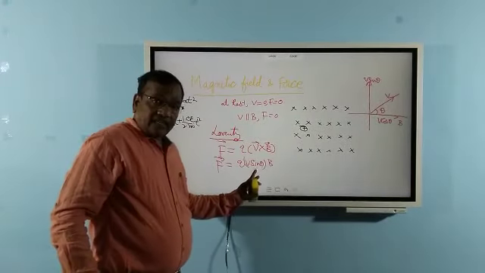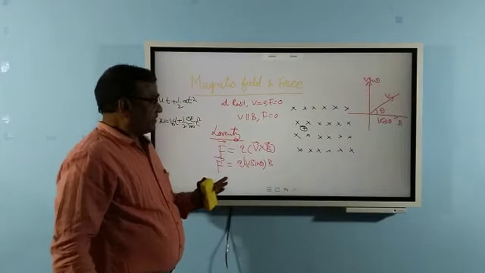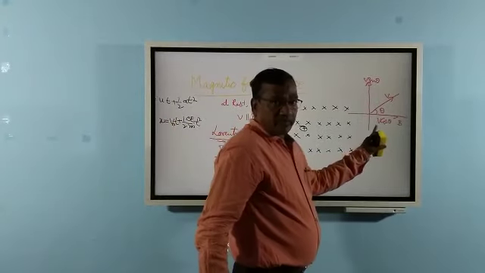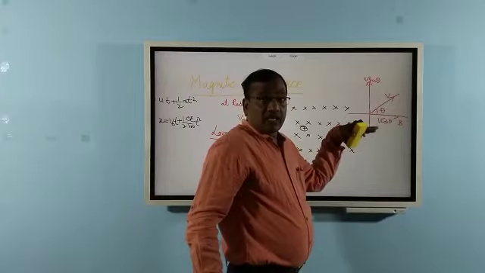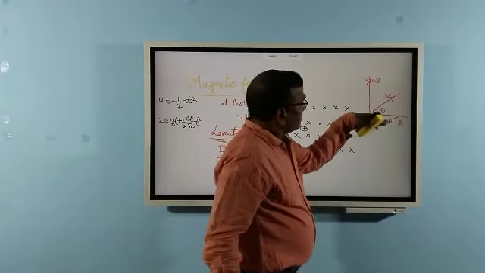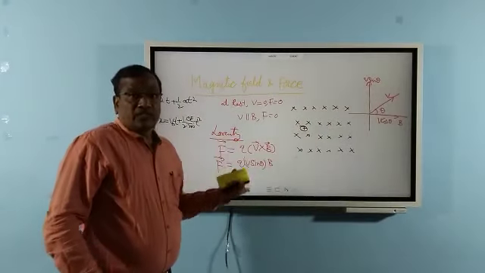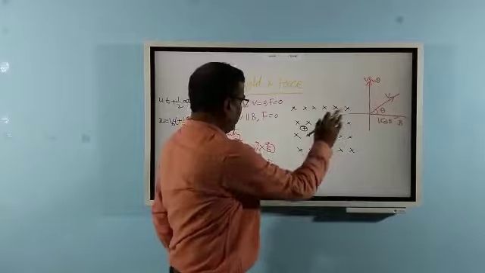So v sin theta is the perpendicular component of the velocity vector. That's why here v cos theta has no meaning, because v cos theta is the component of the velocity parallel to the magnetic field, and this component has nothing to do with the force. So that component is not responsible for experiencing force. That's why we are ignoring it.